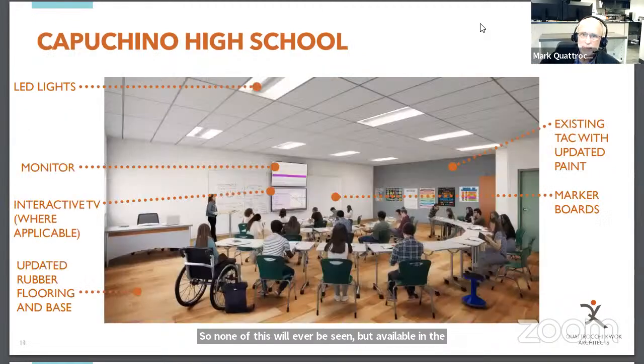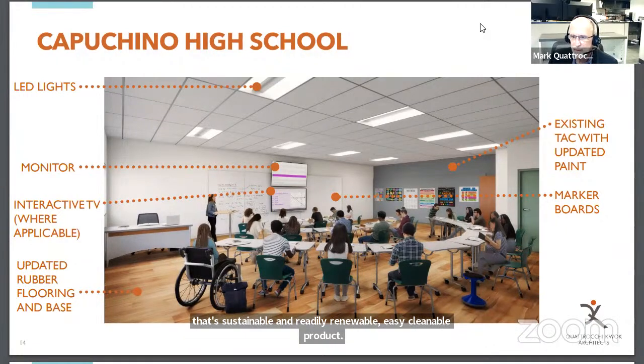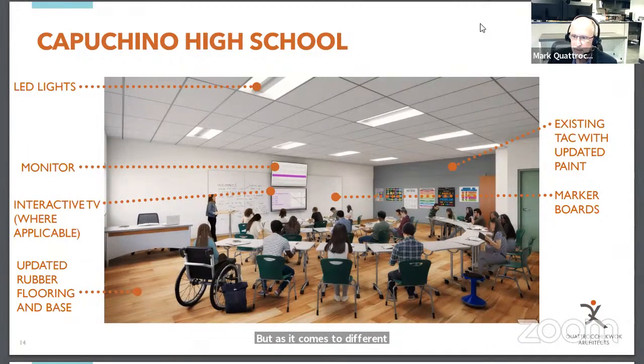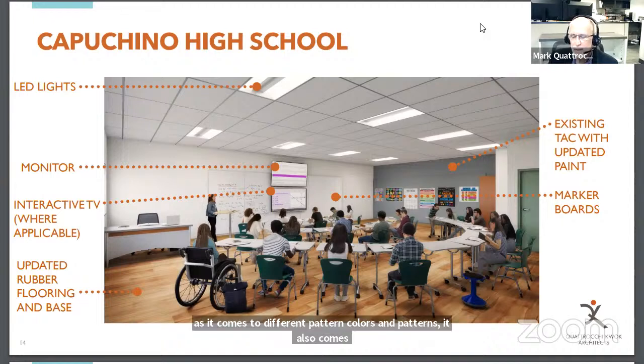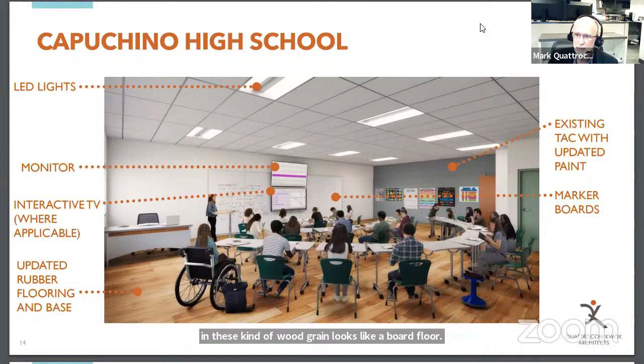And then next slide, lastly, we're using Capuchino High School. I'm beginning to repeat myself, but you can see the ceilings and the monitor and the marker board. Here we're showing the interactive TV again. But what I did want to highlight is the flooring. This is the same updated rubber flooring that we're doing elsewhere that's sustainable, readily renewable, and easy to clean. But as it comes in different colors and patterns, it also comes in these wood grain looks, like a board floor. We'll review this with staff and see how they feel about it. If you know Capuchino, there are warm colors and actual woods there, and it just felt like such an interesting opportunity for their classrooms.